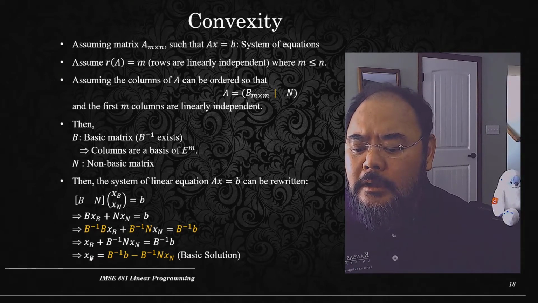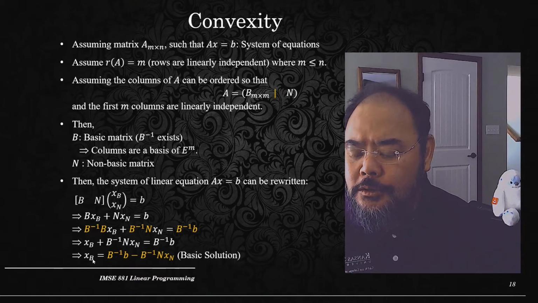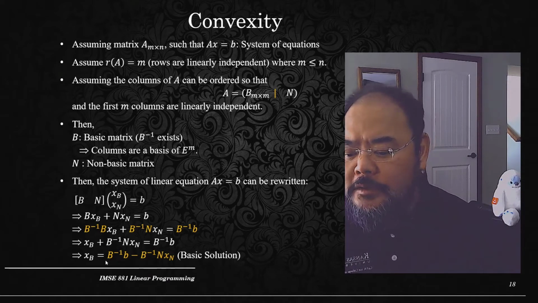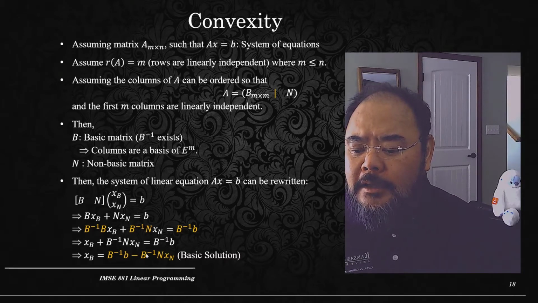Then we can calculate the basic solution. We call the basic solution for the basic variable XB equals B inverse times the right-hand side b, minus B inverse times N times XN. And this is what we call it.